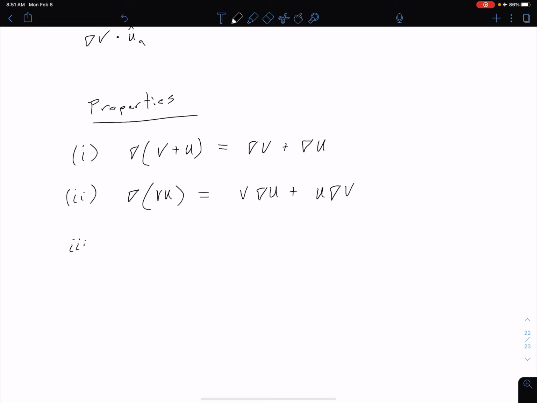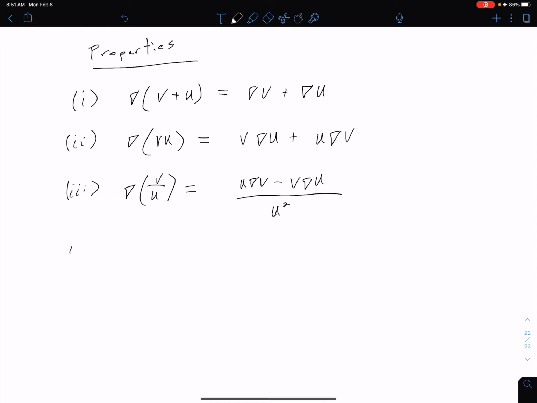And then similarly, if we have the gradient of a quotient of two scalar fields, v divided by u, we can use something similar to our quotient rule. Our quotient rule, again for derivatives, is low d high minus high d low over low low. So translating that here, we have u times the gradient of v minus v times the gradient of u, divided by u squared.